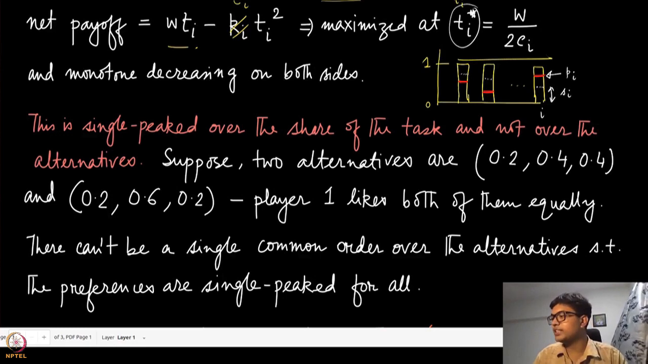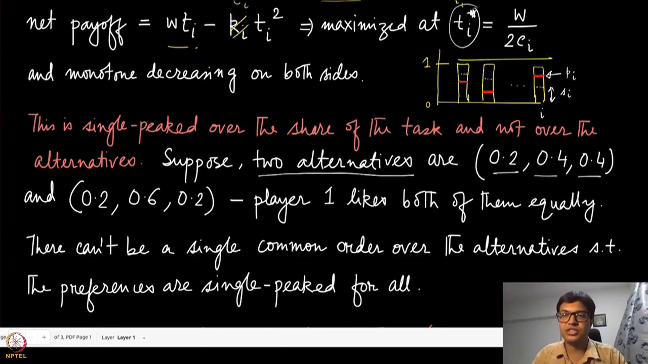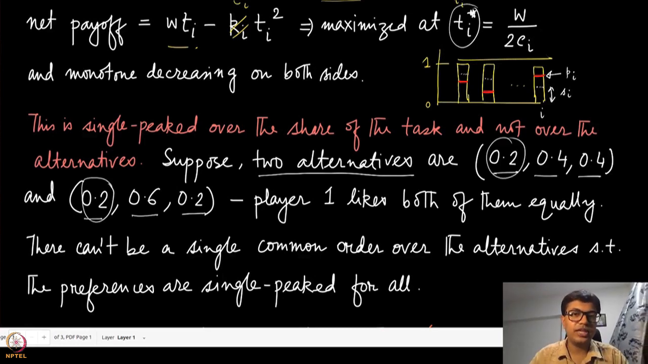Let's look at this example. Suppose there are two alternatives. The first is 0.2, 0.4, 0.3. So there are three agents, and this is the share that is given to each of these players. And the second alternative is 0.2, 0.6 and 0.2. Then player one actually likes both of them equally, because the share that this agent gets is exactly the same. So there is a certain amount of indifference. These two alternatives are indifferent to player one.